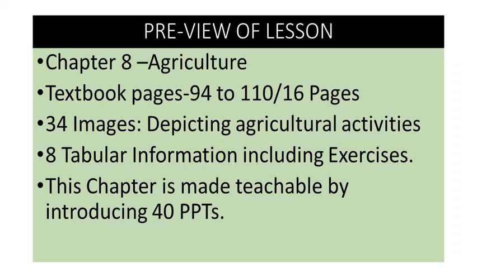We are going to learn on agriculture. This is for class 8, chapter 8, agriculture. Your textbook contains pages 94 to 110, almost 16 pages. It has 34 images depicting all the agricultural activities, and there are 8 tabular information including exercises.